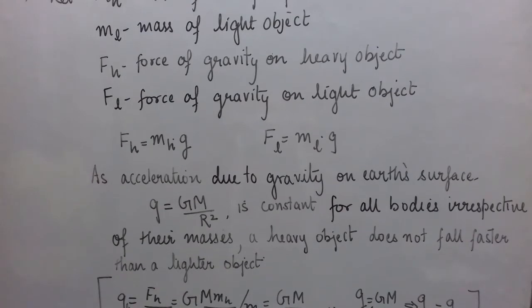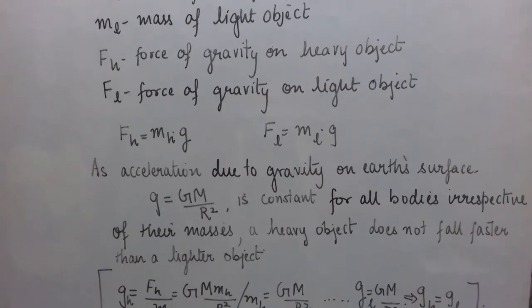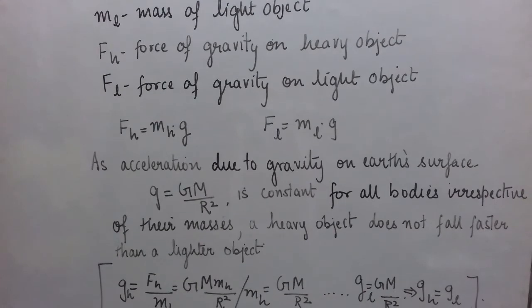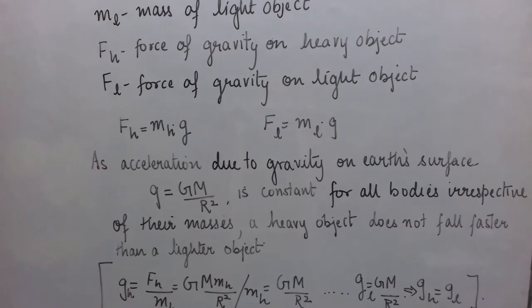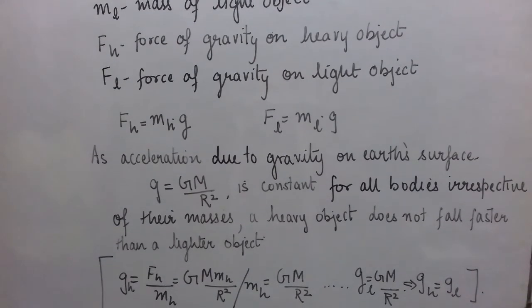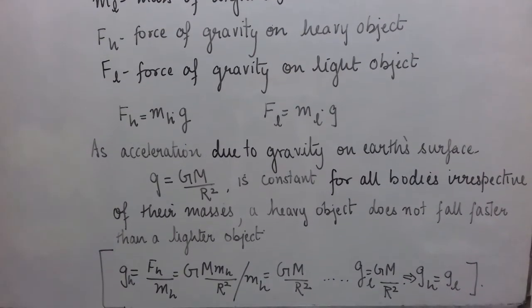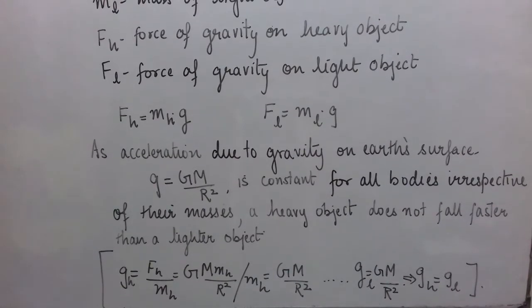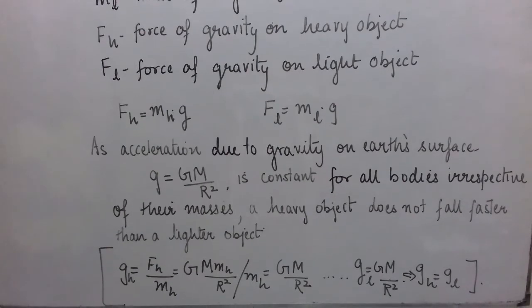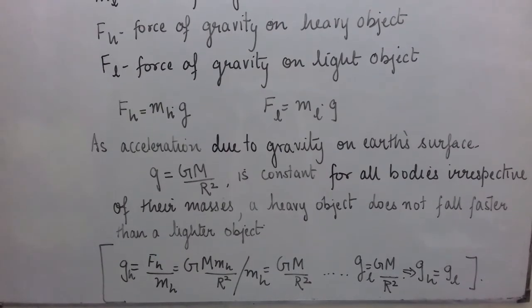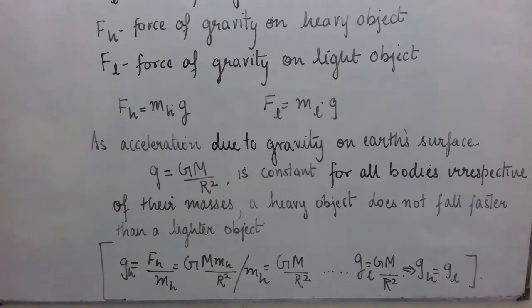And we know it is constant for all bodies irrespective of their masses. As you can see in the formula, small g is equal to capital G capital M divided by r square. So in the formula of g we don't have mh or ml. It depends upon the mass of the Earth and the radius of Earth. So, a heavy object does not fall faster than a lighter object. I think the question is clear to you.